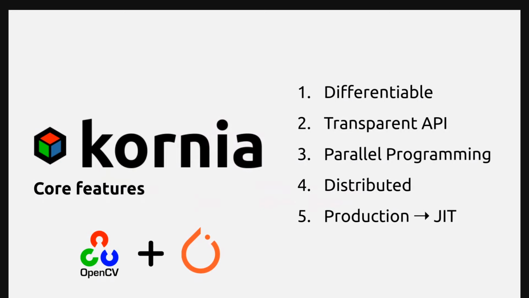Second, we have a transparent API that, thanks to Python, lets us run the same algorithms agnostic of the device they run on. So you can run the same lines of code on devices like CPUs and GPUs. Now we are starting to explore TPUs. In addition, we also inherit parallel programming by default from PyTorch, so everything happens in batch. And also we can use Kornia with the distributed API from PyTorch, meaning that you can do all the processing in the cloud. And finally, you can use Kornia for production using the just-in-time compiler that will optimize your low-level algorithms for production.